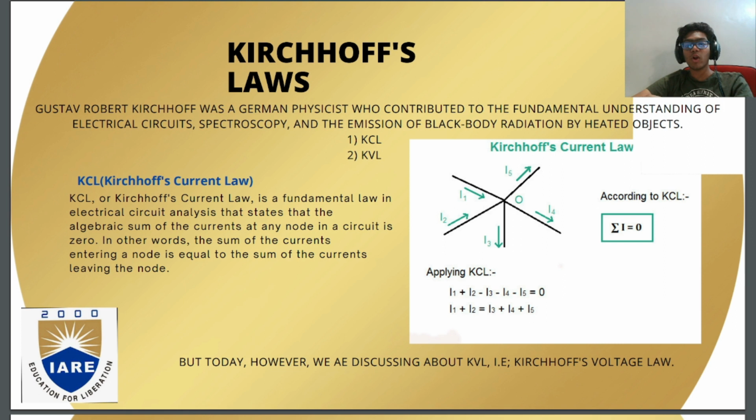That means according to Kirchhoff's current law, summation of I equals 0. That means I1 plus I2 minus I3 minus I4 minus I5 is going to give us a result of 0, which by taking these on the other side, I1 plus I2 gives us I3 plus I4 plus I5. This is basically Kirchhoff's current law. But today, however, we are going to discuss KVL, which is Kirchhoff's voltage law.